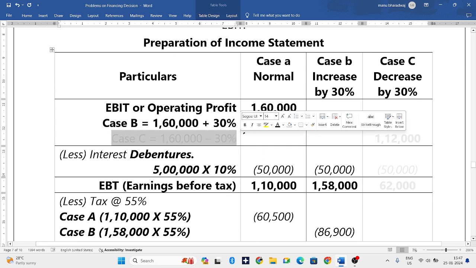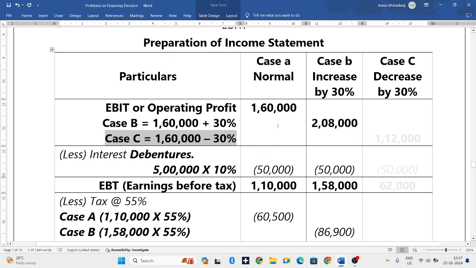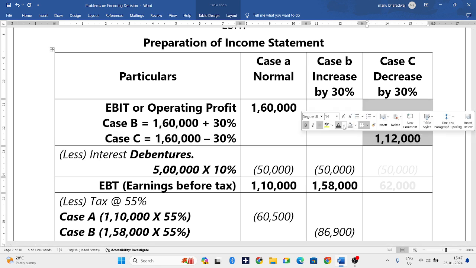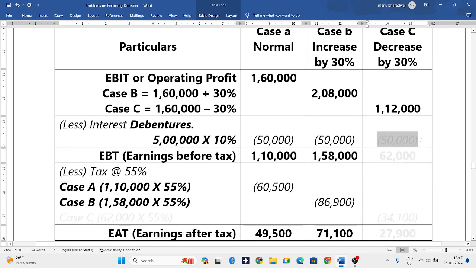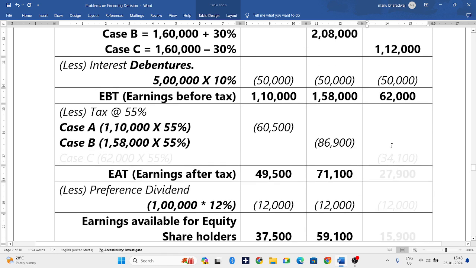So for case C, it is decreased by 30%. They have told that it is decreased by 30%. So 1,60,000 minus 30% will be 1,12,000. From that, again, we have to give interest for debentures, which is 50,000. Then the balance will be earnings before tax, that is 62,000.